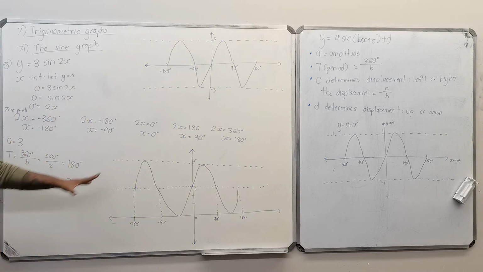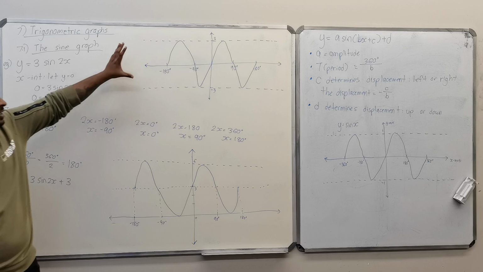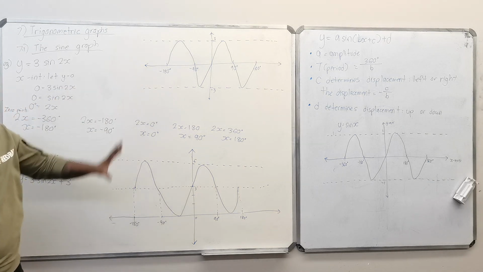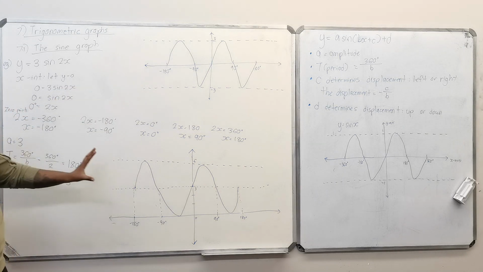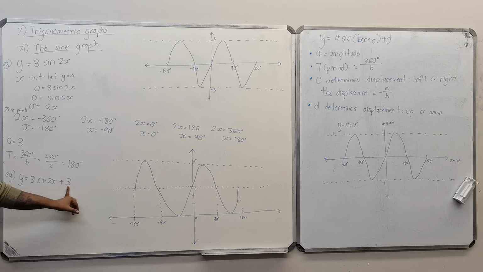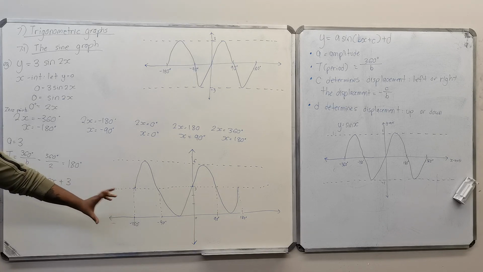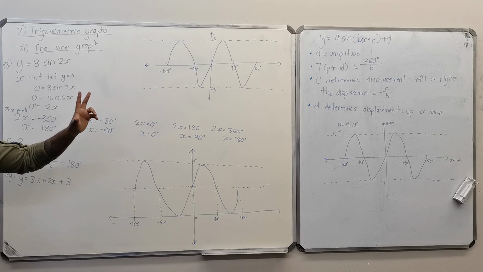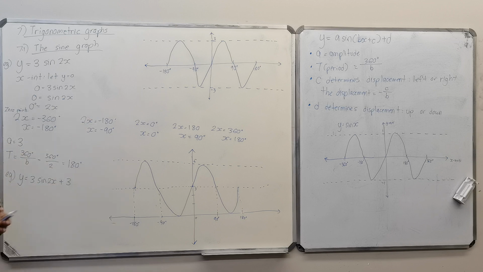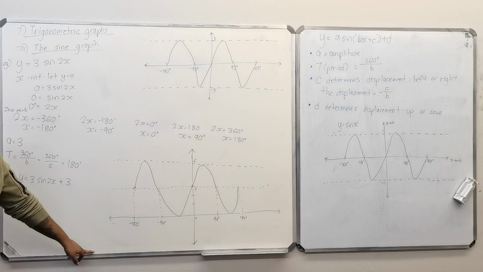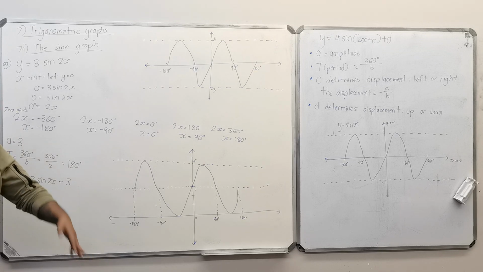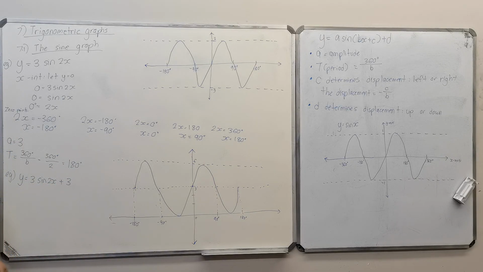Right. Now you see this entire graph looks exactly like this, just shifted 3 units up. That's what this is for, shifting it 3 units up. If it was minus, it would have moved 3 units down. Your highest amplitude would have been 0, your middle line would have been at minus 3, and your lowest amplitude would have been minus 6. Okay? Take it down.